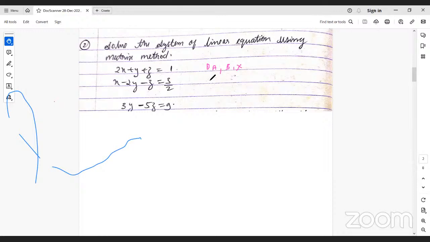So A, B, X, this is the first step. Next, the second step is, using matrix method, we need to write the given 3 equations in the form AX equal to B, or X is equal to A inverse B. And then the third step, using this formula, we need to substitute and find out the values of X, Y and Z.